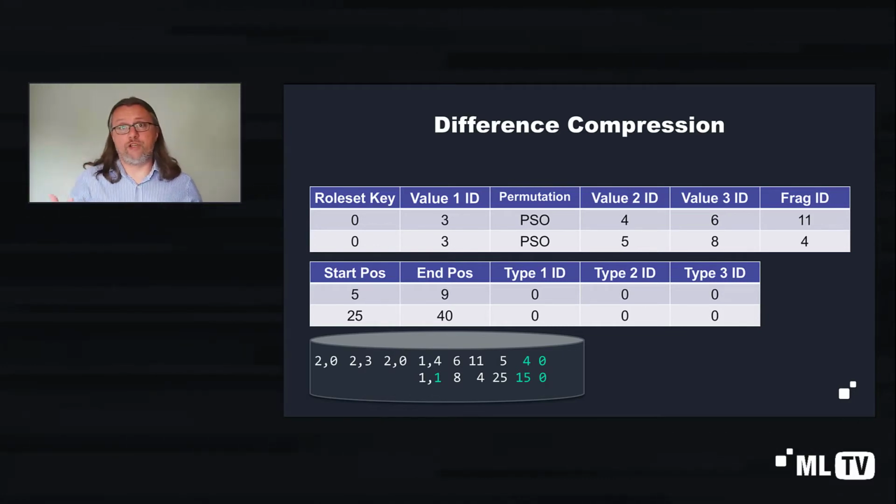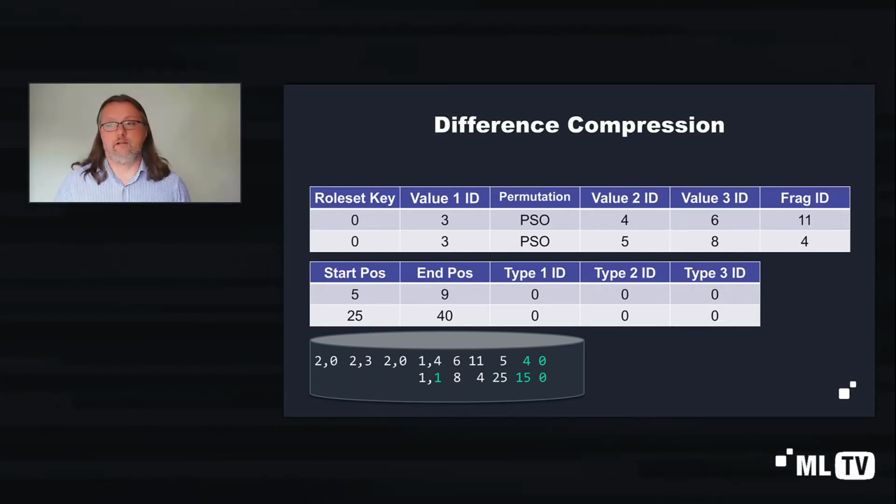And if we've got 3 zeros under the type IDs, actually we just store a Boolean bit, 0 or 1, as to whether there are type IDs. So in this case we can store 1 bit, there are no type IDs, and we save the space for those type IDs.